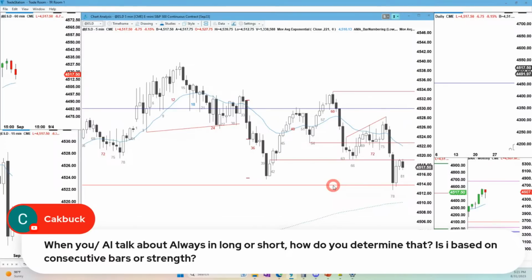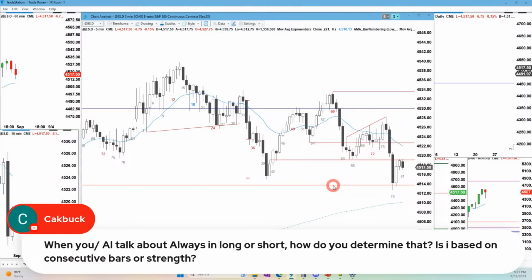Question: when you and Al talk about always in long or always in short, how do you determine that? Is it based on consecutive bars or strength? There's a lot of things that go into context. What you're asking is, how do you read context of a chart?